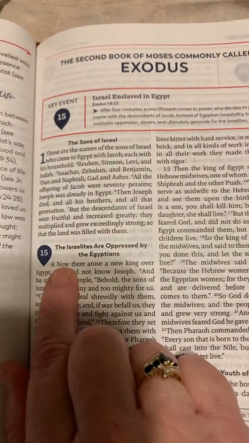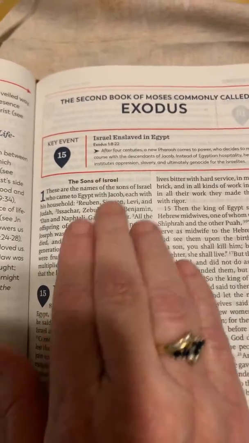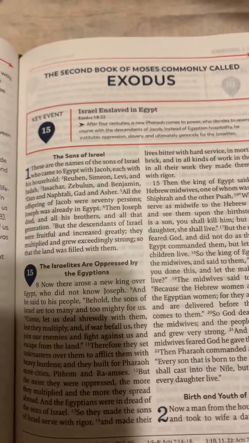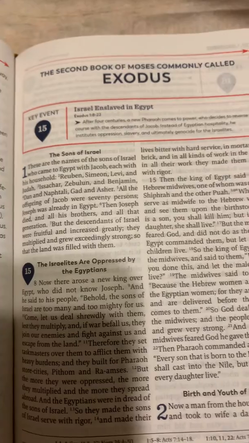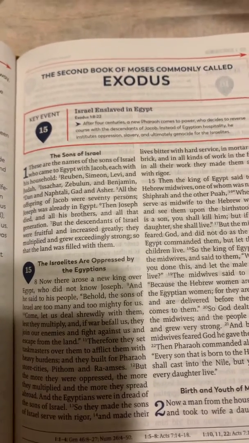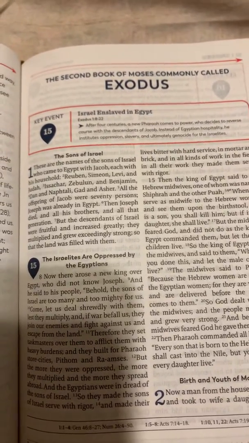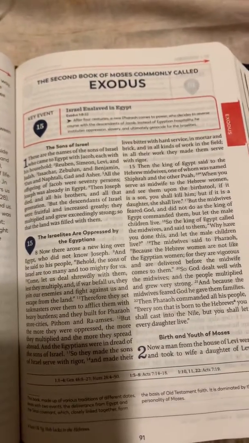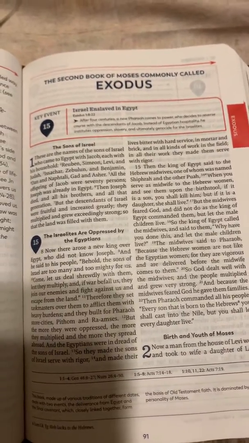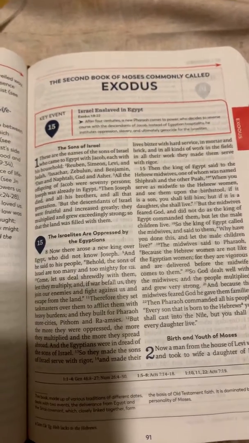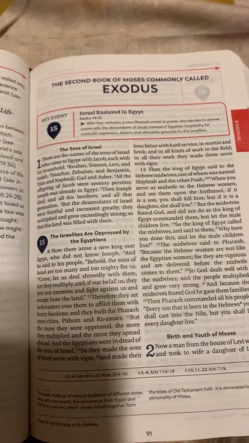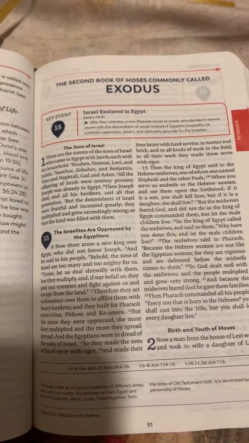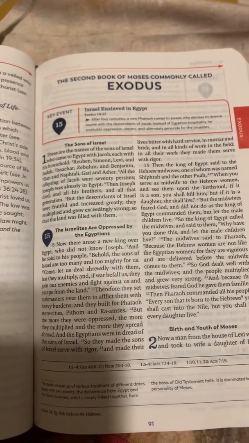So okay, we start with the key event, and that is Israel is enslaved, which starts down here. But it starts with the sons of Israel. It gives all the names of Joseph's brothers and states the offspring of Jacob was 70 or more by then, and the land was filled with his descendants. So began the oppression of the new king, who did not know Joseph. There were too many Israelites, he said, and maybe they will multiply and join and fight against us and escape, so we should work them hard.